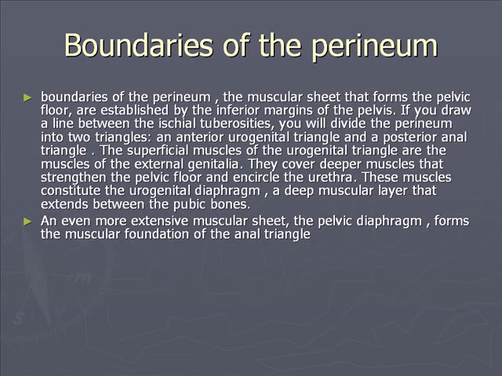I said that right. The superficial muscles of the urogenital triangle are the muscles of the external genitalia. They cover the deeper muscle surfaces. Again, if there's an external muscle structure, you know internally there are muscle sheets as well. They cover deep muscles, strengthen the pelvic floor, and encircle the urethra. These muscles constitute the urogenital diaphragm, which I showed you already, a deep muscular layer that extends between the pelvic floor.